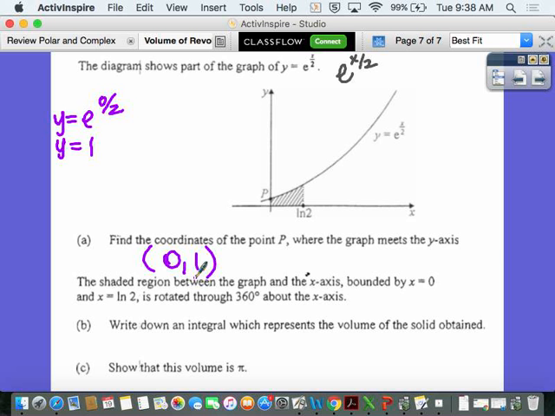Then it says the shaded region between the graph and the x-axis, bounded by 0 and ln of 2, is rotated through 360 degrees about the x-axis, basically what we've been dealing with. Write down the integral that represents the volume of the solid obtained. What is the integral to find the volume? Pi, integral from 0 to ln of 2 of e to the x over 2, all that squared, dx.